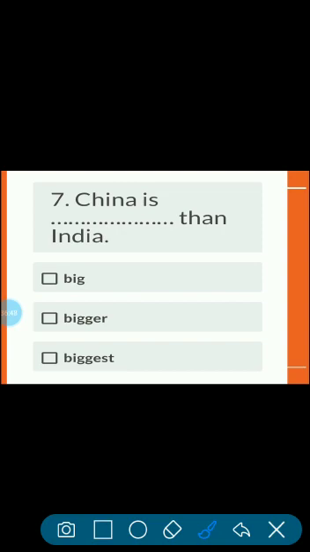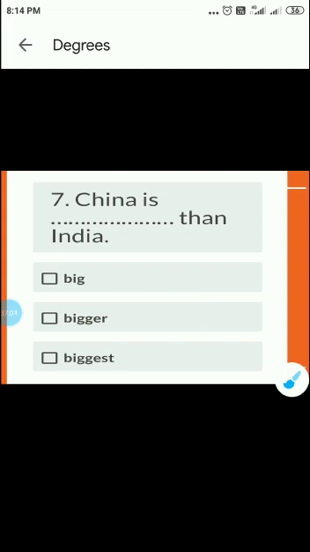China is dash than India. Yes, you are right. It is bigger. China is bigger than India. Why, you know? Why have we used bigger? Because we are comparing the two countries. All right. Okay. Let's move.